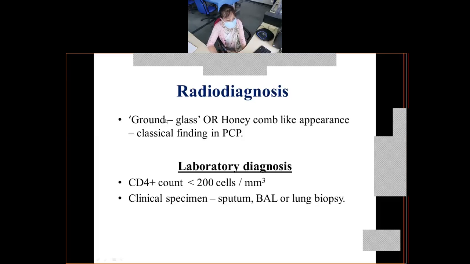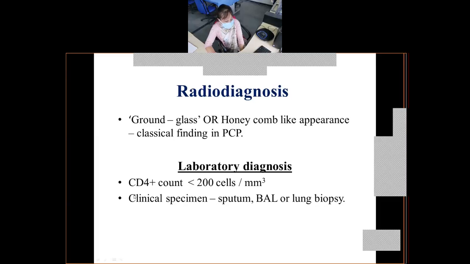So this is one of the diagnostic modalities which we usually use if we have a case of atypical pneumonia or interstitial cell pneumonia. When you do an X-ray, you will see this picture of ground glass or honeycomb-like appearance, which is a very characteristic finding on chest X-ray of PCP or Pneumocystis carinii pneumonia.